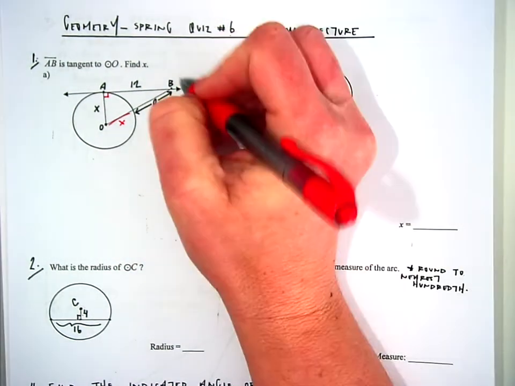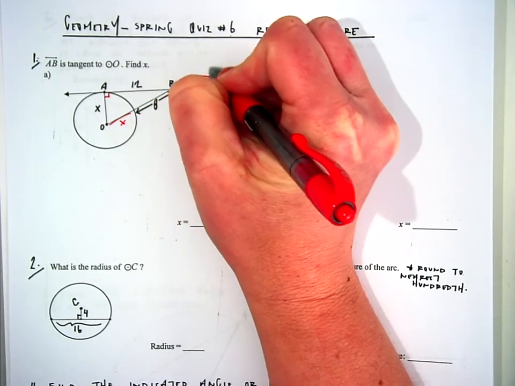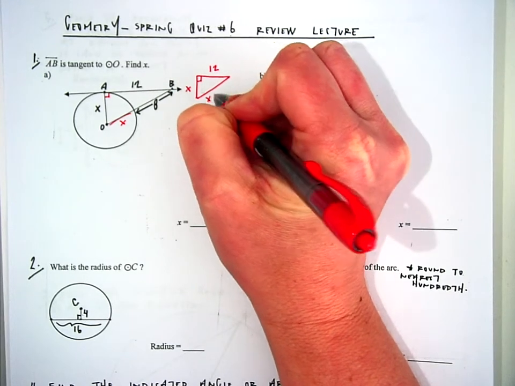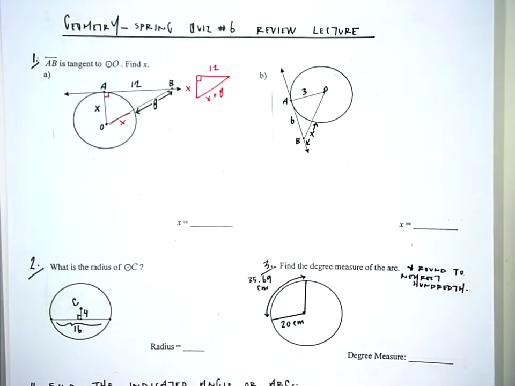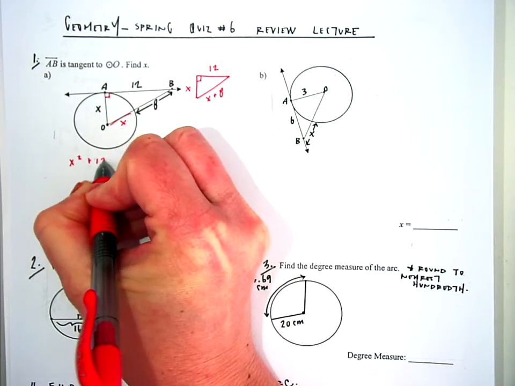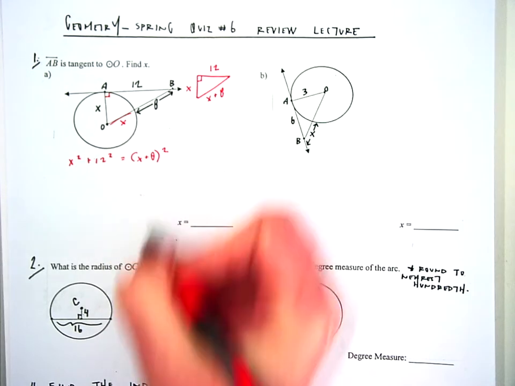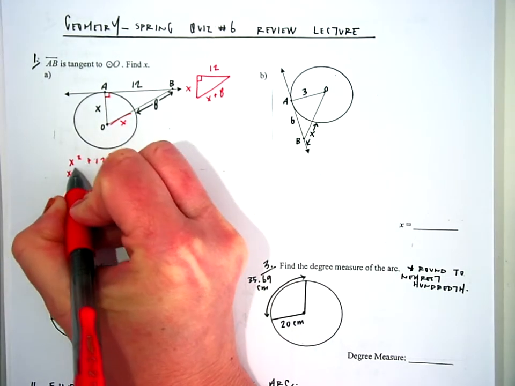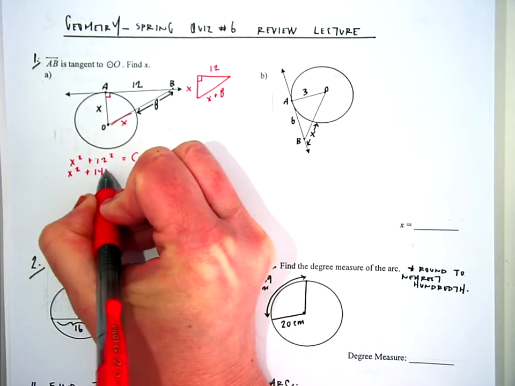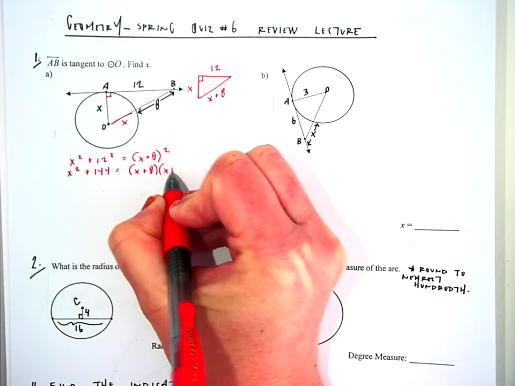And then from here, usually I do a quick sketch of the right triangle. So I have x, I have 12, and then this full span is x plus 8. From here, I'm just using the Pythagorean Theorem, so a squared plus b squared equals c squared. So here I have x squared plus 12 squared equals x plus 8 squared. As I work through it, I have x squared plus 144 is equal to x plus 8 times x plus 8.